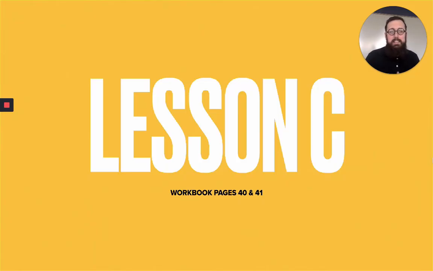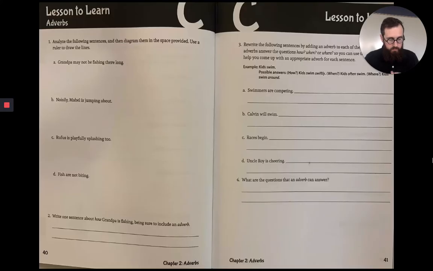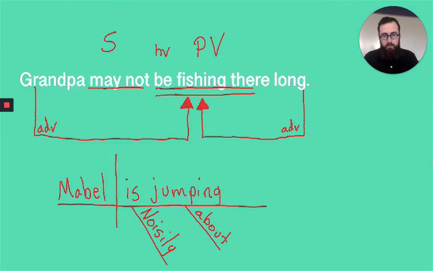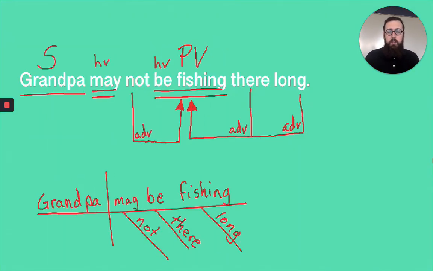Now you're going to go do lesson C in your workbook, which is page 40 and 41. Number 1 asks to analyze the following sentences and then diagram them in the space provided. Remember to use a ruler to draw the lines. This only sets you up for success later on when we diagram larger sentences. The neater you are when you're writing, the easier it is. So, Grandpa may not be fishing there long. We did this one already. Go ahead and pause the video if you need more support in that one.